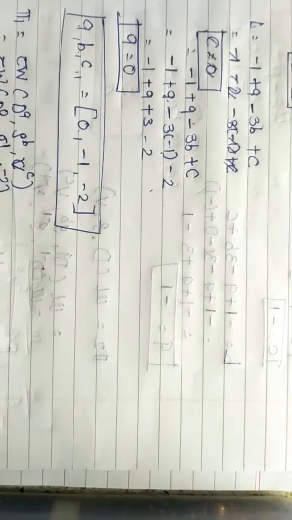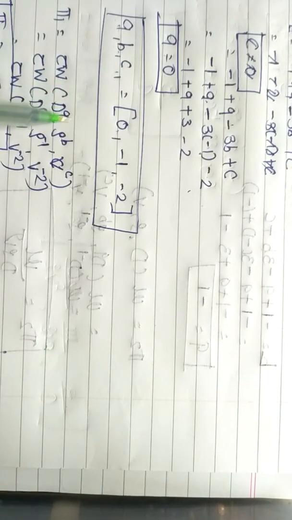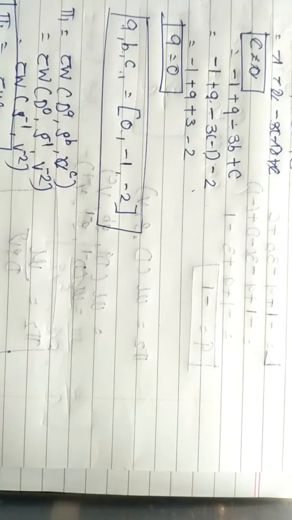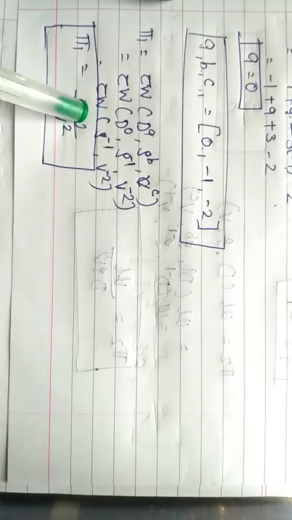So pi1 equals tau w in bracket D raised to a, rho raised to b, and V raised to c. So tau w equals D raised to 0, rho raised to -1, V raised to -2. D raised to 0 cancels out, so rho raised to -1, V raised to -2. So pi1 in terms of density rho and velocity V is: tau w divided by rho into V square. Sorry, pi1 equals tau w divided by rho V square.